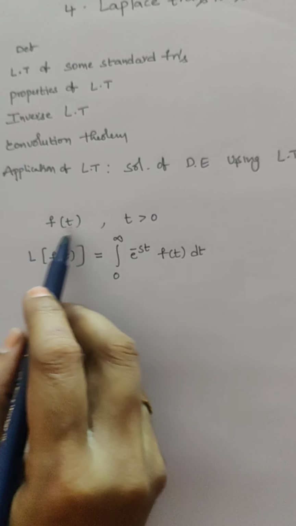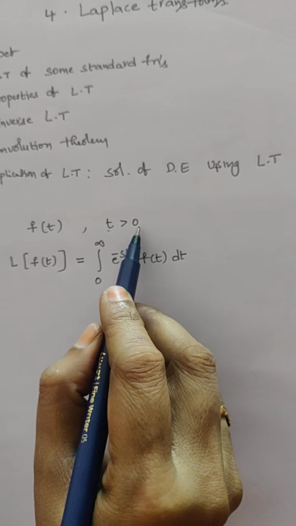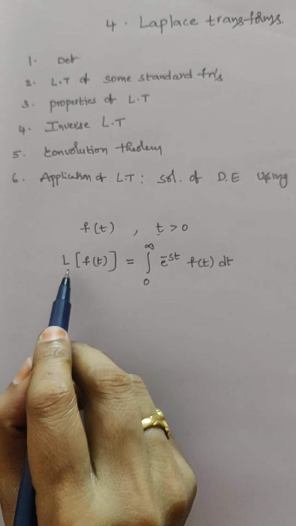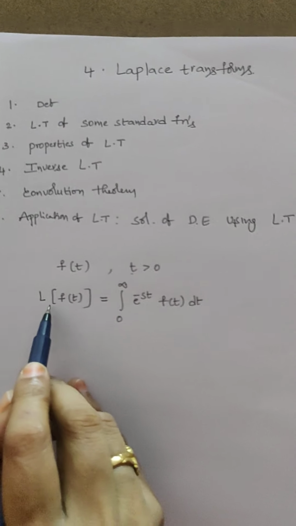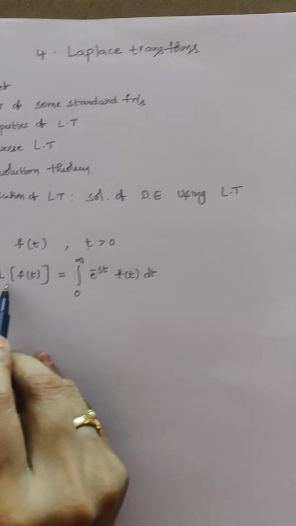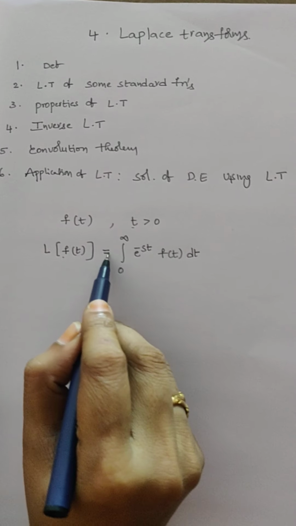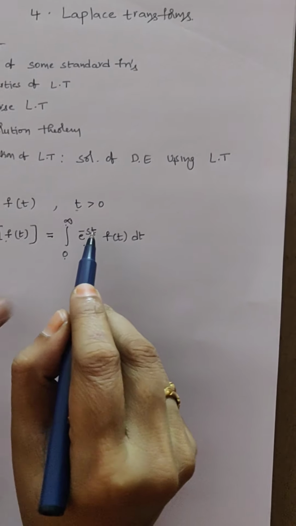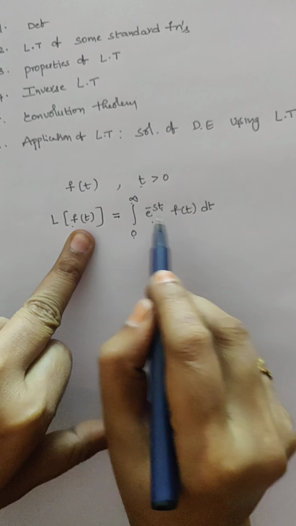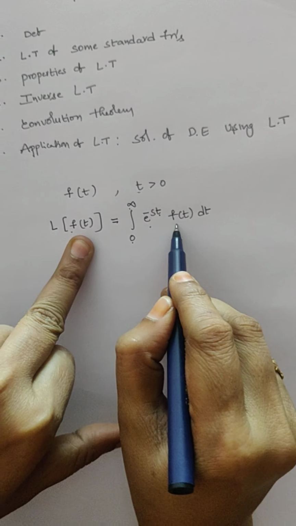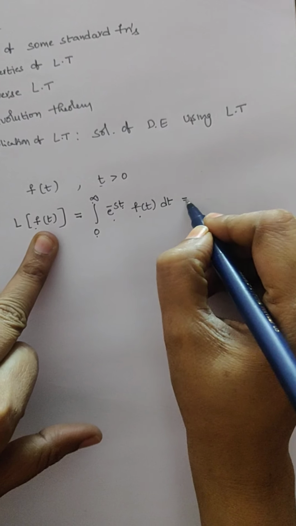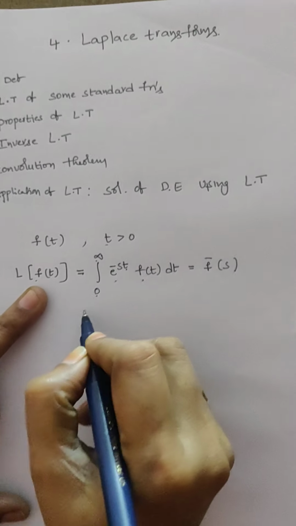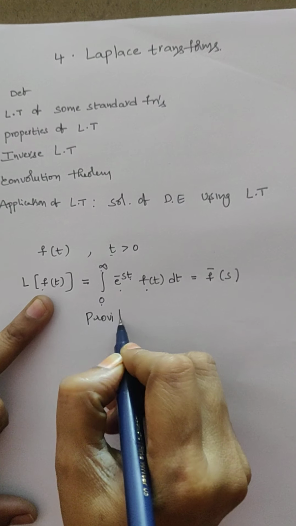So f of t defined for all positive values of t, then Laplace transform of f of t is denoted like this: L of f of t, and defined as L of f of t equal to integral 0 to infinity e power minus st, whatever the function you will get under L, the same under the integral. It is also denoted by f bar of s, provided that the integral exists.